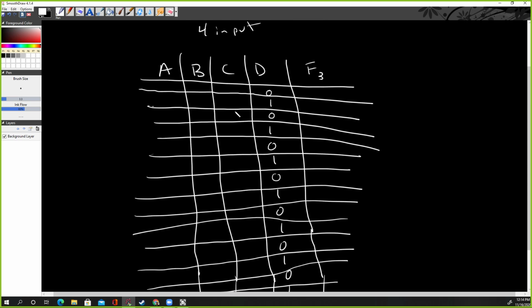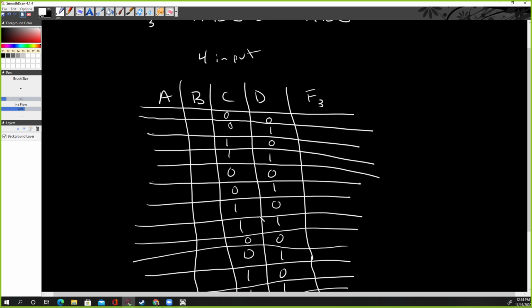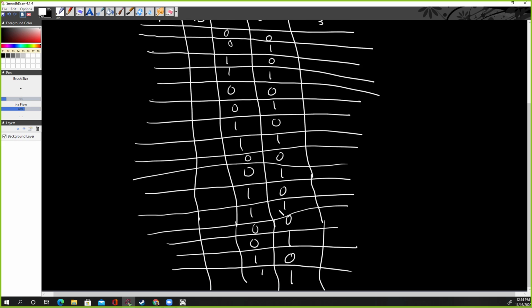So the next row is 2 zeros and 2 ones. So 2 zeros, 2 ones, 2 zeros, 2 ones, 2 zeros, 2 ones, 2 zeros, 2 ones. And that's it. That's all of them. The next one is 4 zeros and 4 ones. 1, 2, 3, 4. 1, 2, 3, 4, and then 4 zeros. 1, 2, 3, 4, and 4 ones. 1, 2, 3, 4. That's all done.